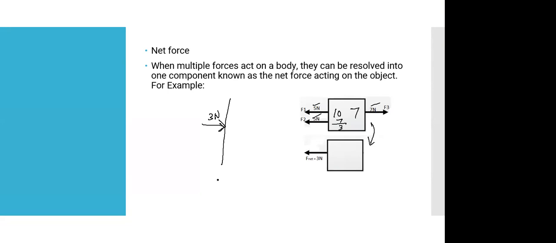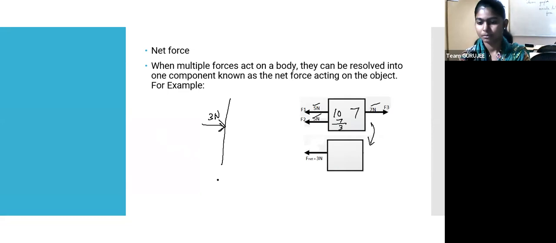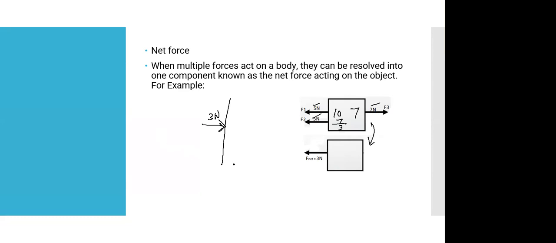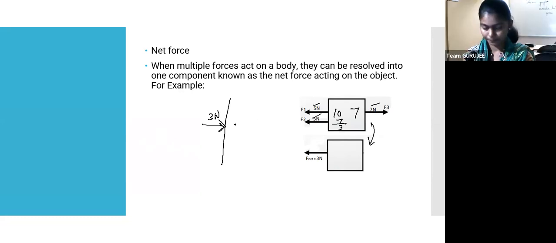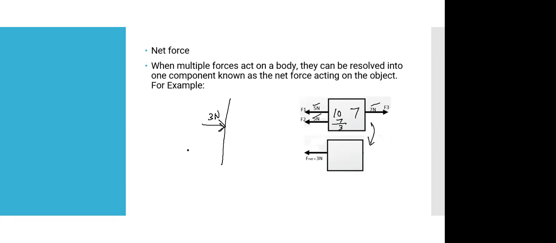Ma'am, I have a doubt. Is net force and resultant force the same or different, ma'am? They are the same. Yes, ma'am. Okay, right? Is it clear for everyone about the net force? Yes, ma'am. Right, we'll move ahead now.